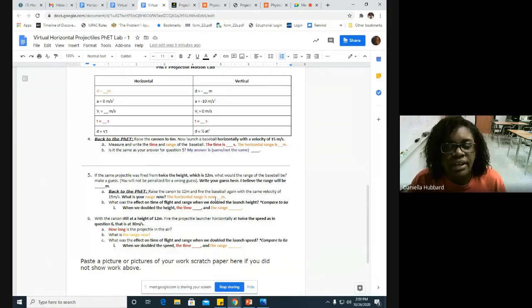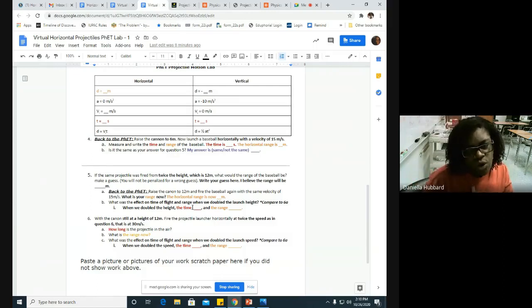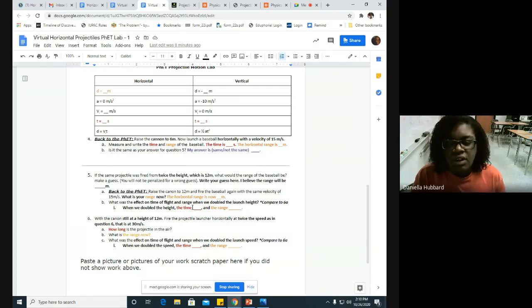Then you need to compare your answers to number 4 and see if there's any relationship. Hey, when I doubled my height, did my time double? Did my time cut in half? Did it multiply by 4? Did it divide by 4? Those are the type of answers that we're looking for in 5B and 6C.